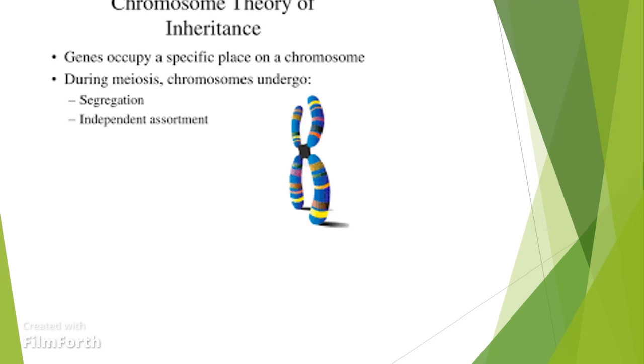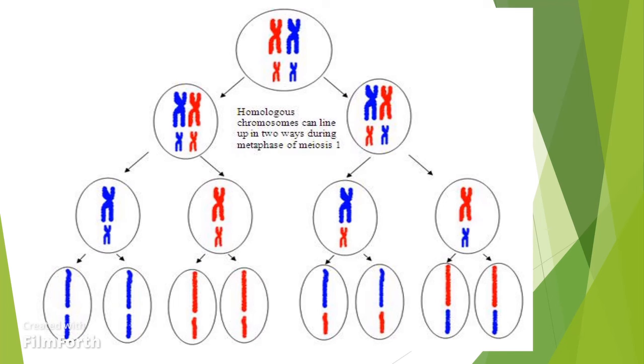Genes occupy a special place on the chromosome which is called the locus. Every gene has a special place. In this picture you will see a pair of homologous chromosomes, and there are two possibilities. On the left side you can see blue is pairing with blue, whereas on the right side you can see blue is pairing with the red chromosome.